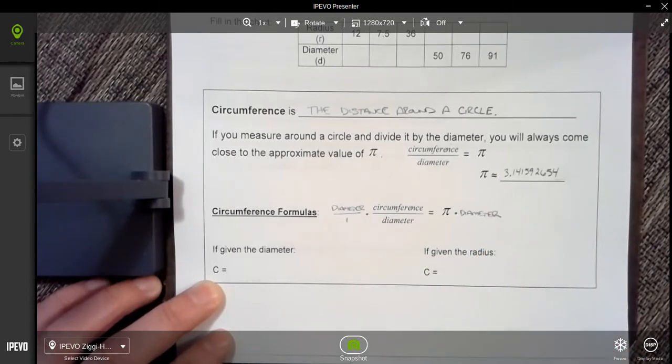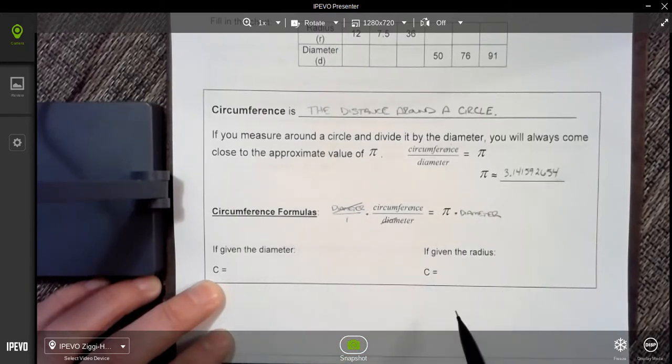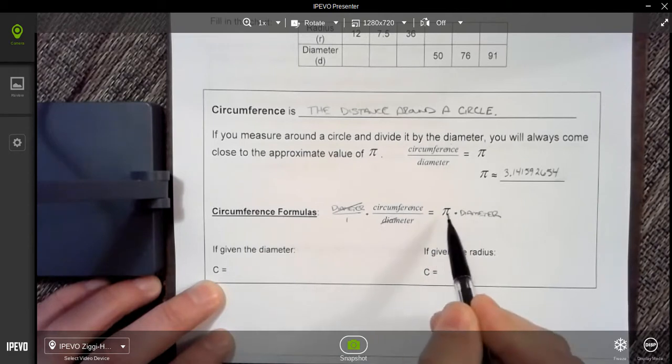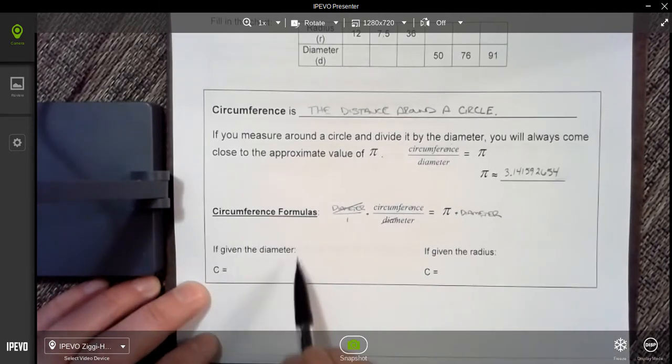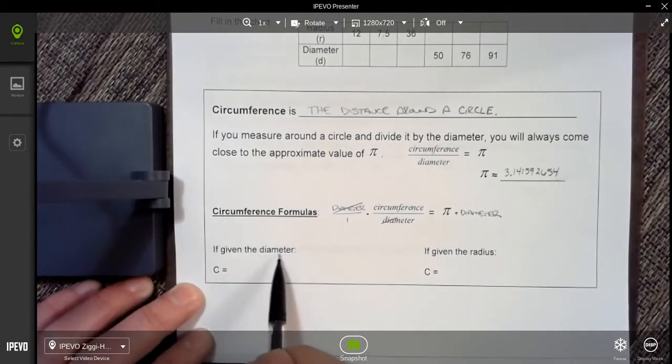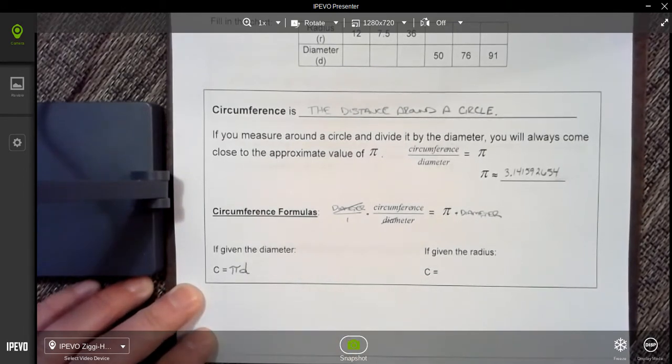And this is nice because over here on the left, these diameters will simplify with each other, and this leaves us with just the circumference. The circumference is equal to pi times the diameter. And in fact, that's the formula that we're going to use every time that they give us the diameter. If given the diameter to calculate the circumference, C equals pi times d, the diameter.